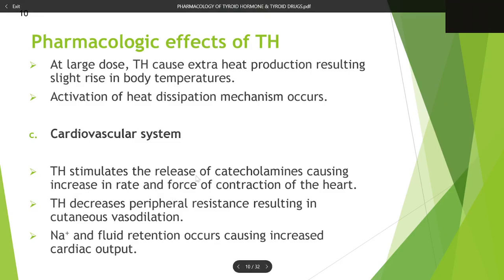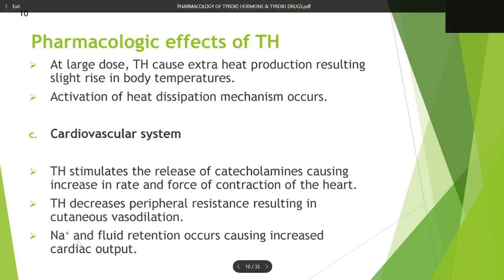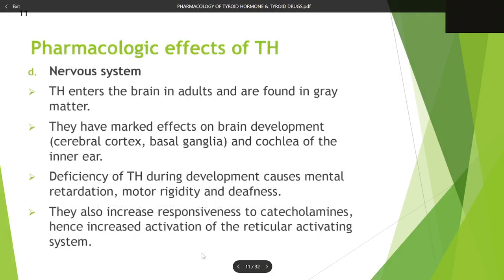Thyroid hormone stimulates the release of catecholamines, causing an increase in the rate and the force of contraction, or contractility, of the heart. Thyroid hormone decreases peripheral resistance, resulting in cutaneous vasodilation. That is, it causes a decrease in peripheral resistance, resulting in expansion of peripheral blood, right? Cutaneous blood. So sodium ion and fluid retention occurs, causing increased cardiac output.